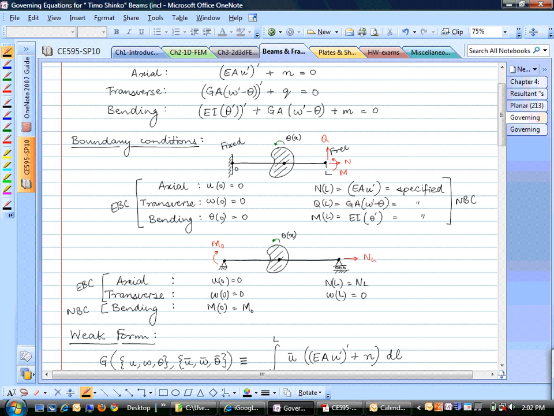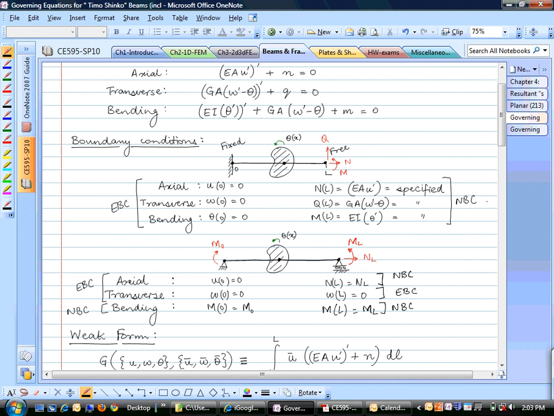So W at L is 0, and similarly M at L is equal to some applied moment ML, and that applied moment might be here. So which are the essential boundary conditions on the right end? This is the essential boundary condition. Both of them are natural boundary conditions because they deal with generalized forces.